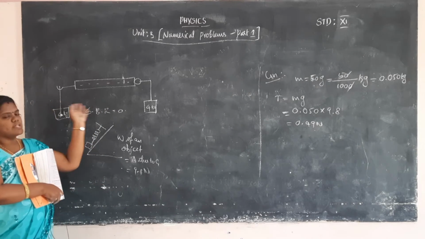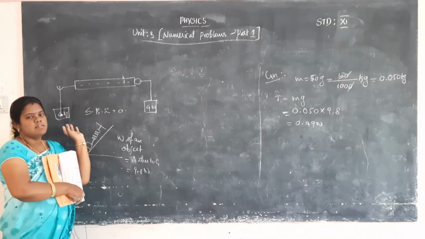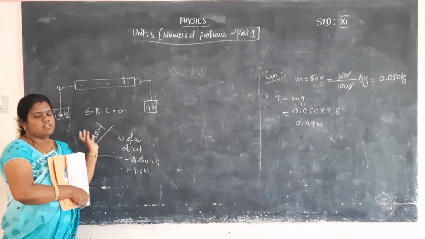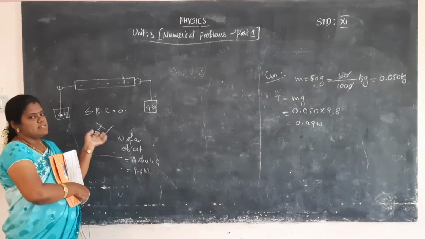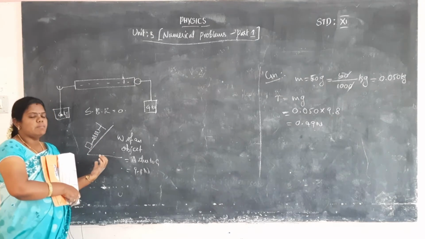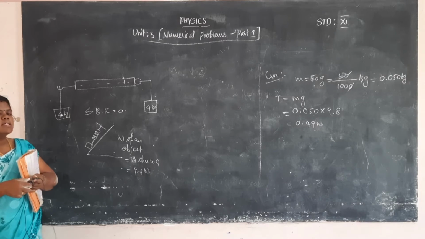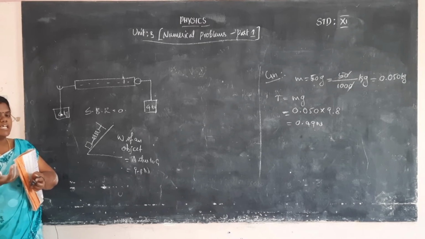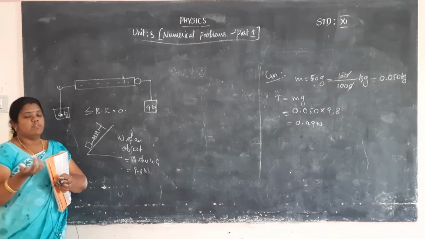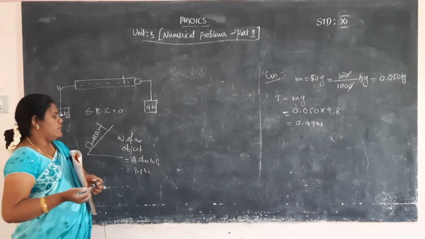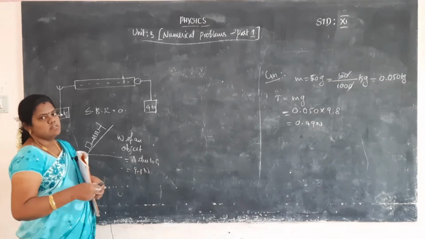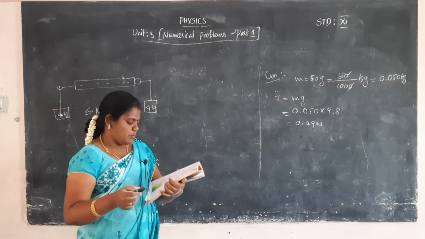In the first diagram, the 4 kilogram masses are connected on both sides, so the spring balance reading will be 0. But in the second diagram, one weight is attached to the spring balance, and that weight is equal to the force due to acceleration due to gravity. So the weight will be equal to 9.8 Newton. Okay, so what is the fourth problem?